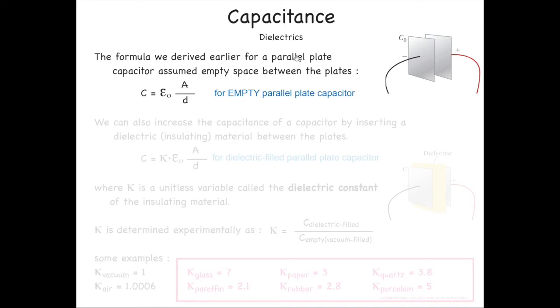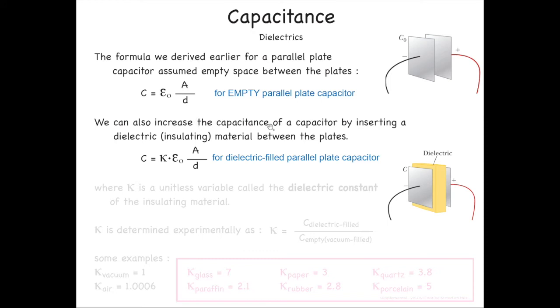The formula that we derived earlier for a parallel plate capacitor assumed that there was empty space between the plates, right? Vacuum or at least air. In this case, the capacitance of the parallel plate capacitor was epsilon naught, the permittivity of free space, which is just a number, times the area divided by the distance between the plates, where the area is the area of either one of those two square or rectangular plates.